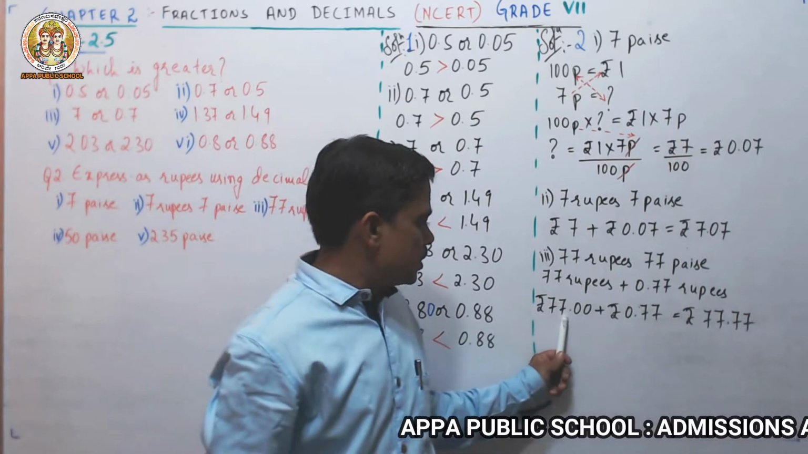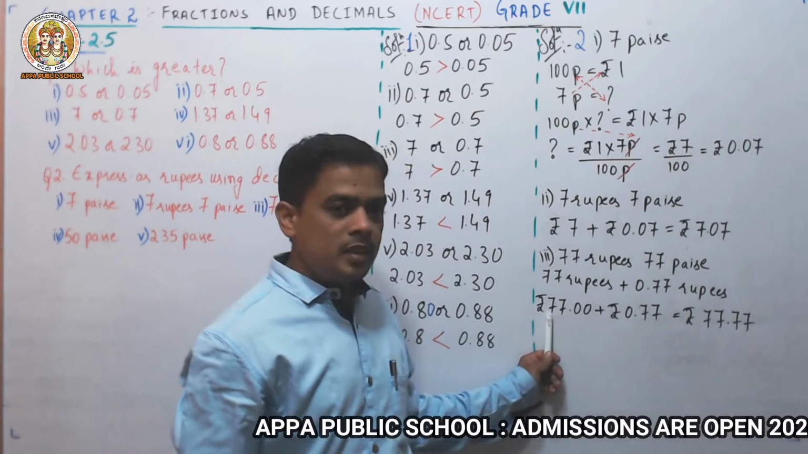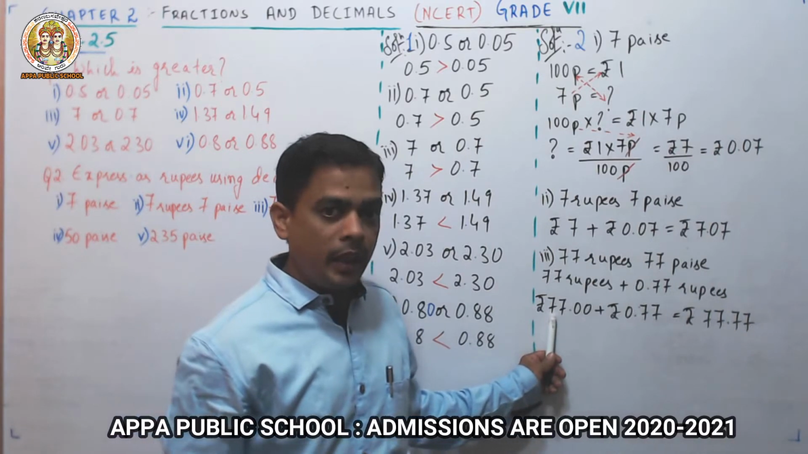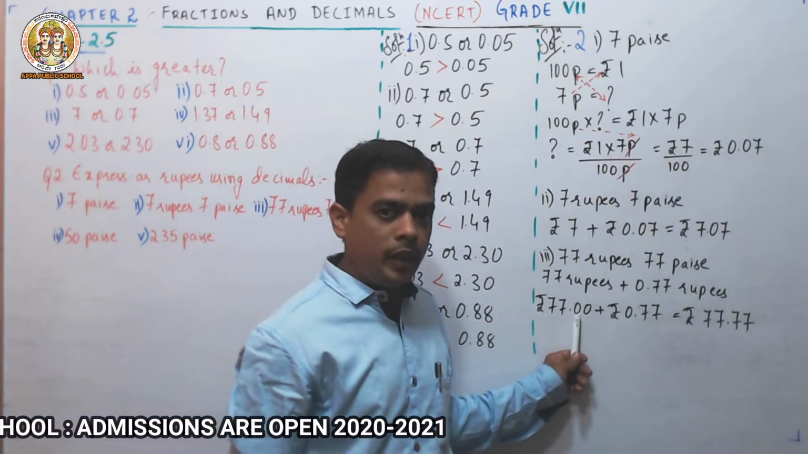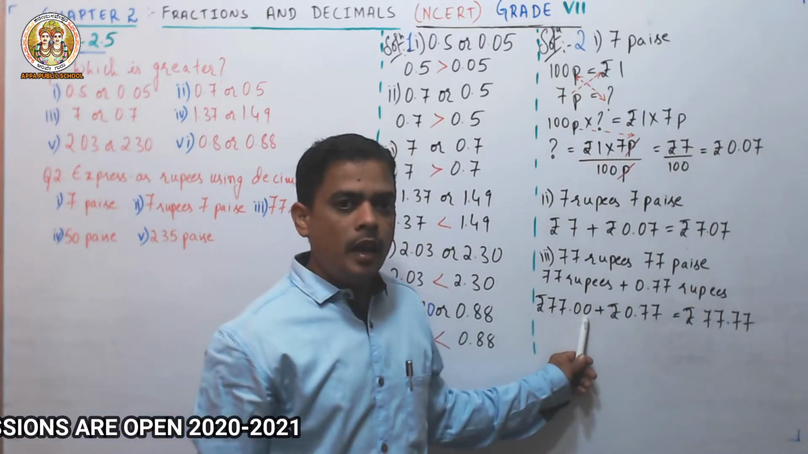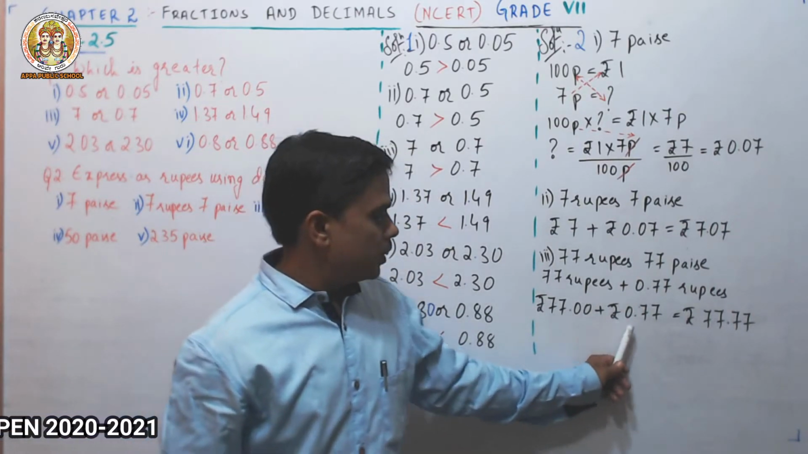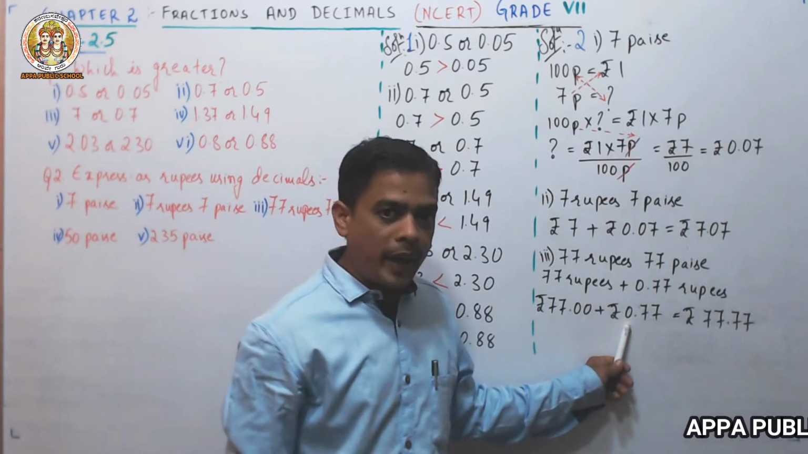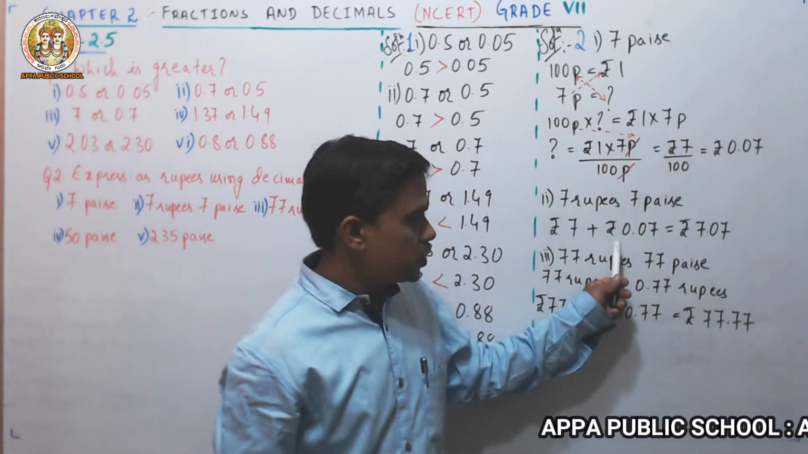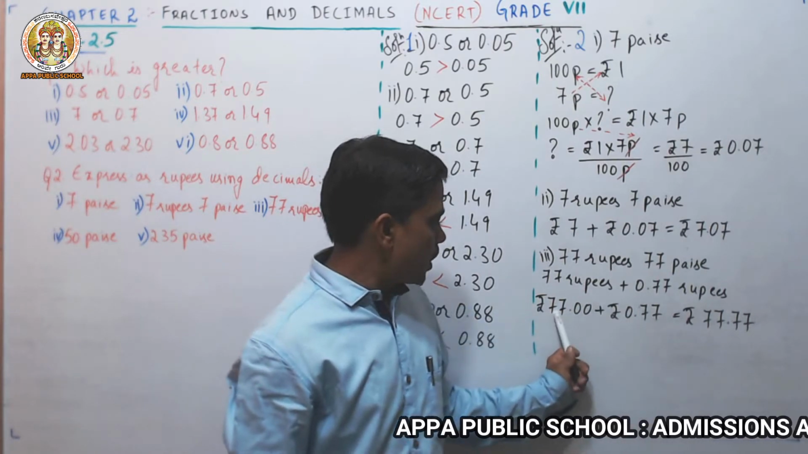How do you see? Once again, this is in units place. This is in tens place. Tens, T-E-N-S, tens place. Whereas this one is tenth, T-E-N-T-H, tenth place. This one is in hundredth place. Here this is in units place. So what I will do? The units place number and the units place number I will add as I did in the previous problem. So it will be 77 as it is.